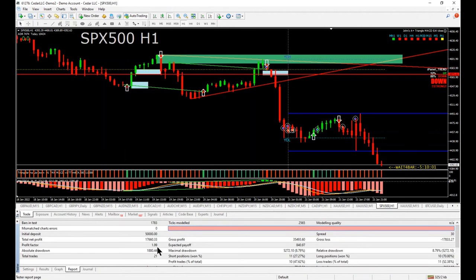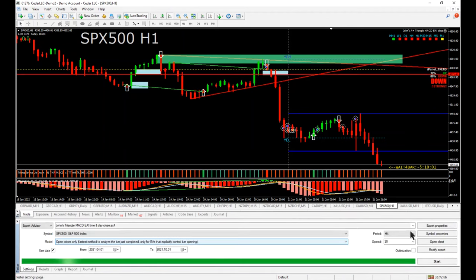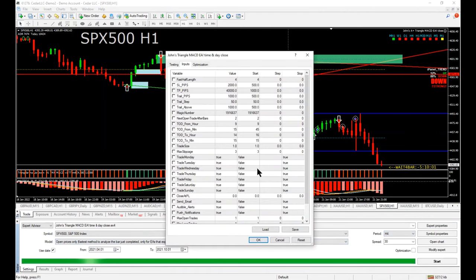This one right here is a 1.99 profit factor. Did a little better. Made less money, 17,000 with the 1 lot. You're going to have less trades in there. That's probably what it is. Let's try one more thing. Let's bump that back up to 5 lots.